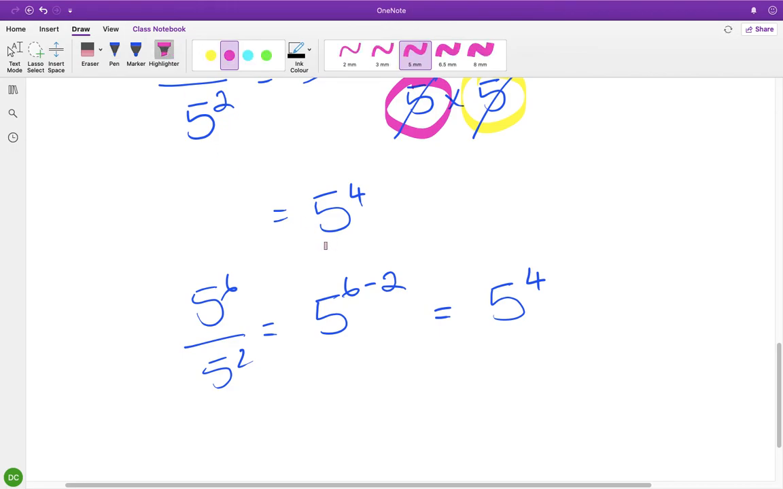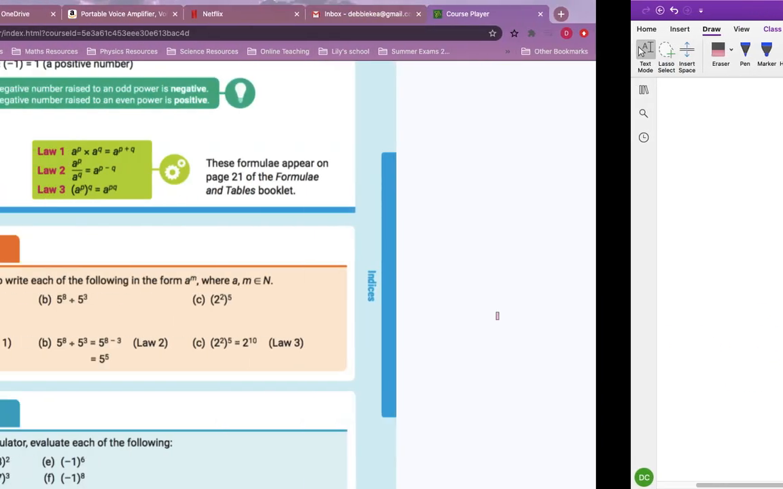Okay, so whether I do it by expanding out the powers or applying the rule, I get the same answer. So again, it is just a quicker way of doing the exact same thing. Okay, so that's the first two rules.